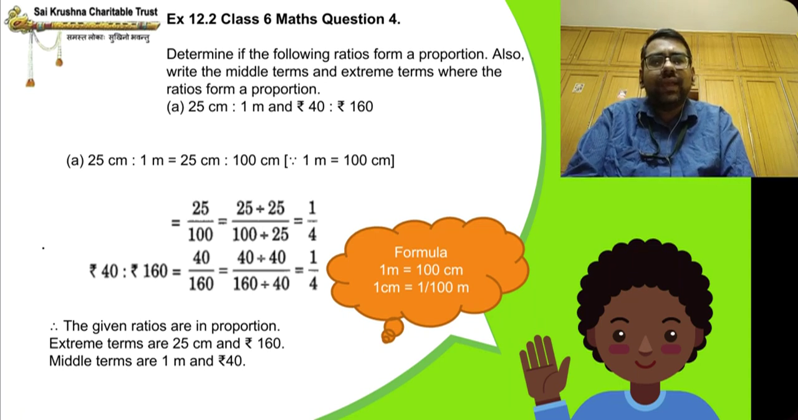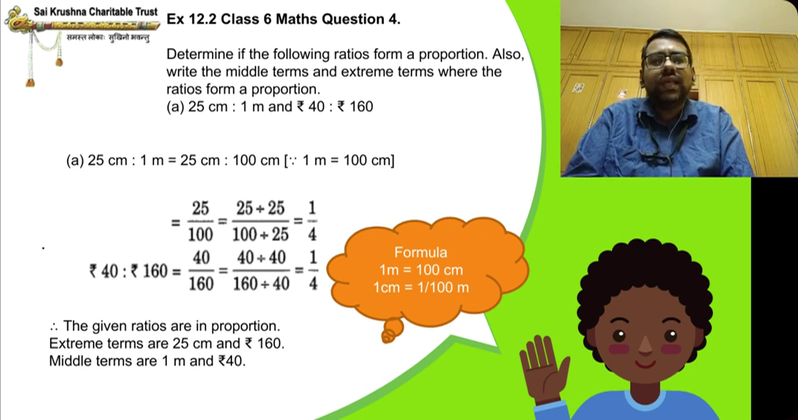So 25 by 100. So 25 is to 100 can be written in fraction as 25 by 100. Why 100? Because I am writing 1 meter as 100 centimeter. Now we will divide numerator and denominator by 25 and get 1 by 4.